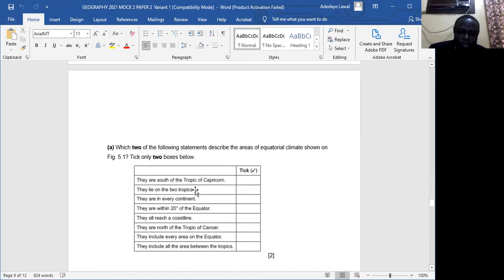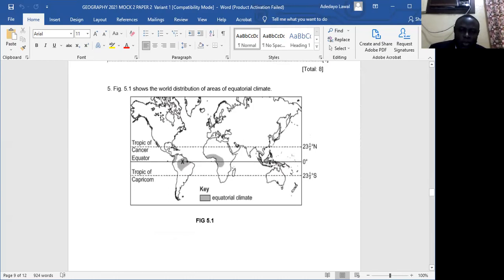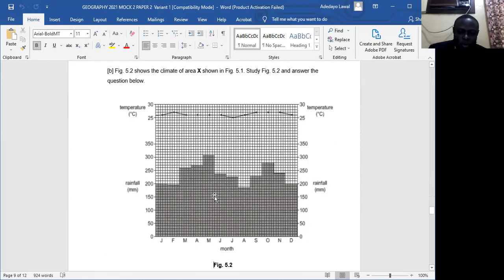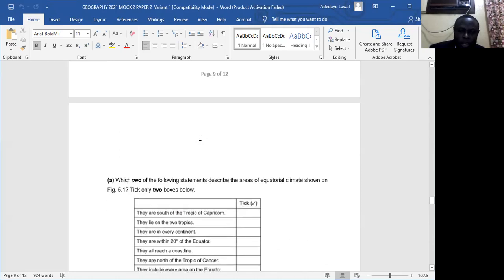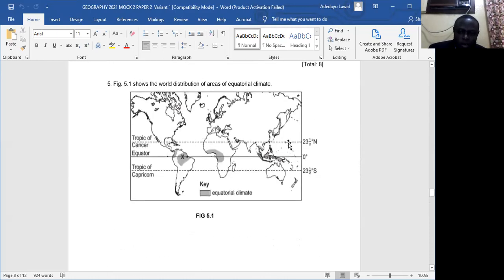Number two, they lie on the two tropics. Can we say that they lie on the two tropics? This is one tropic. This, well, no. So let's move on. Number three, they are in every continent. No. They are within 20 degrees of the equator. Let's check. Yes. Look at 23.5 degrees north, 23.5 degrees south.